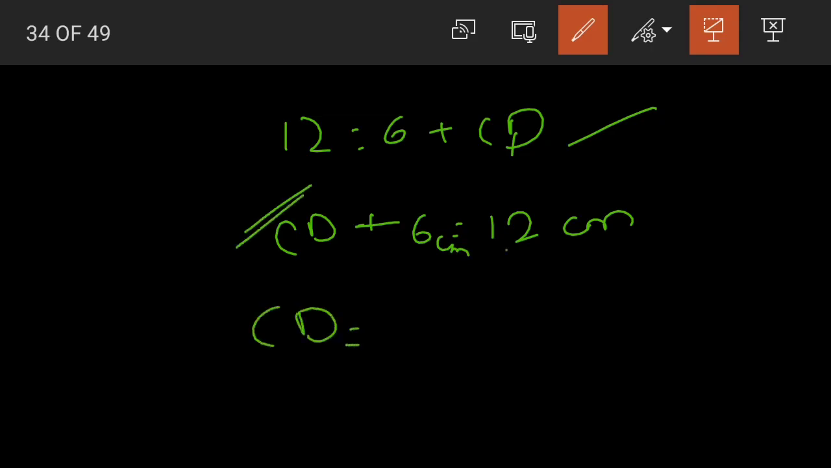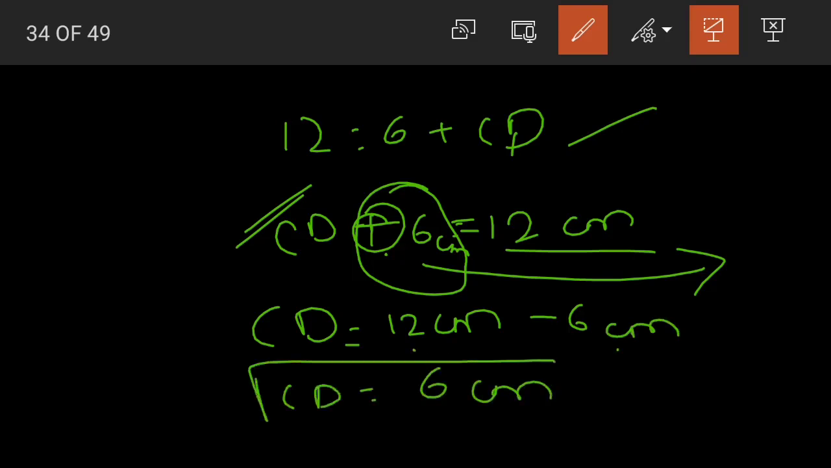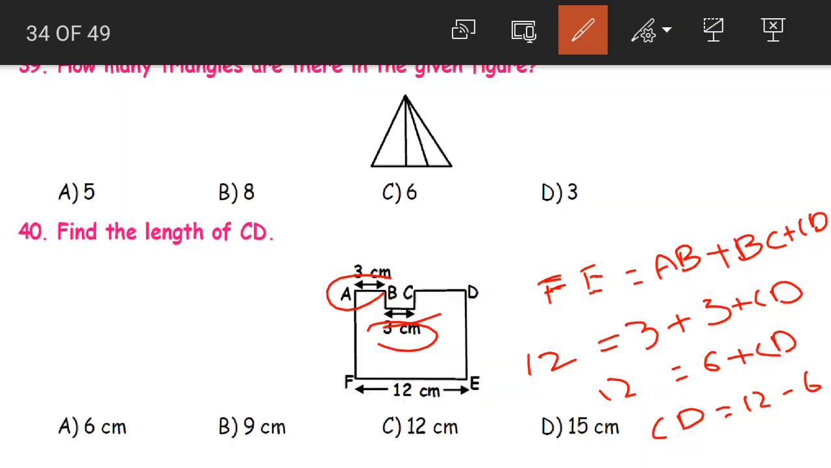So CD will be equal to, we have 12 centimeters on the other side as it is. We don't want this 6 centimeters here, so we'll send it to the other side of the equal to. Now here it is in addition. So when it goes to the other side, what is the opposite of addition? Subtraction. So it will be minus 6 centimeters. 12 minus 6, 6. So the length of CD is equal to 6 centimeters. Is this clear children?